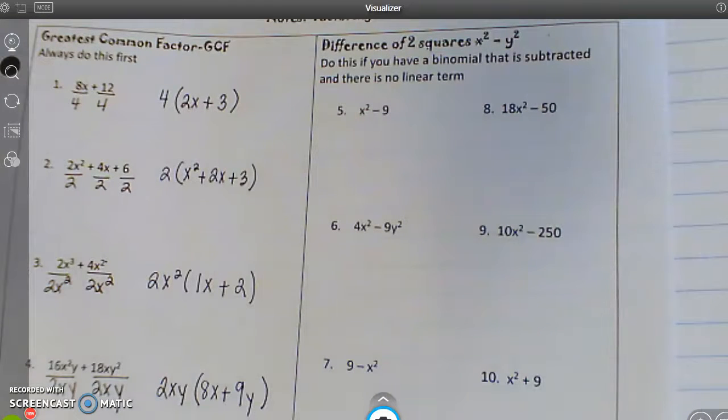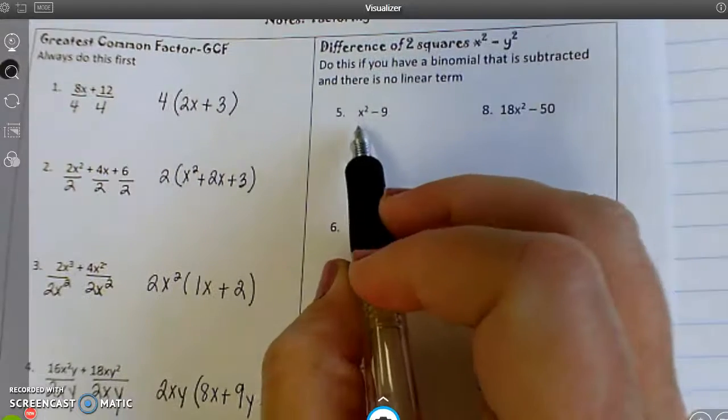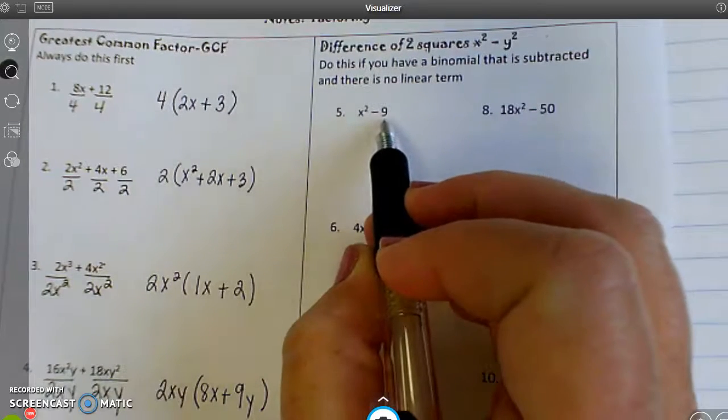For example, 4 is a square because 2 times 2 equals 4. 9 is a square because 3 times 3 is 9. Okay? So when it's talking about squares, it's talking about things that can multiply twice. There's something twice that will give you that. So, on number 5, is this the difference of two squares?